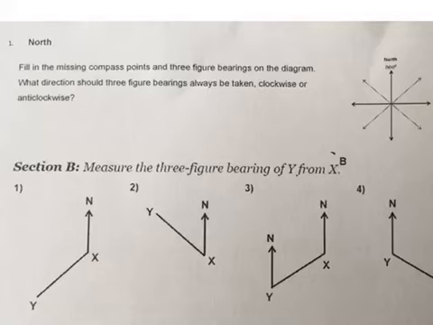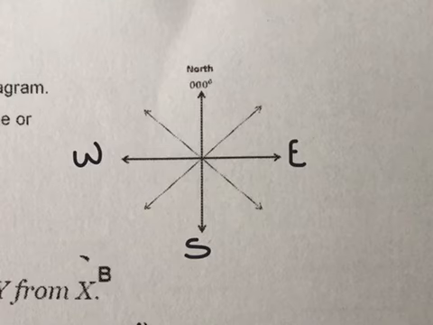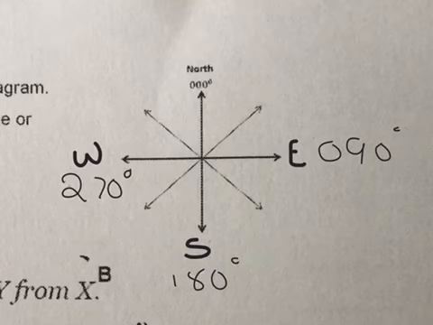First thing we're going to look at is compass directions. So starting from north we have east, south and west. Each of these angles in between north and east, east and south, south and west, and west and north is 90 degrees. So east is 090, south is 180 and west is 270.